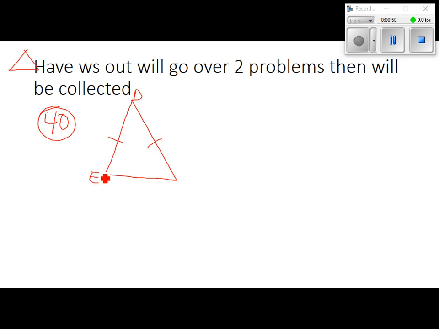Then does it matter where the other letters go? No. What do we know about angle E and angle F? They're the same. Good. All right? You got to make sure you know those parts of an isosceles triangle.